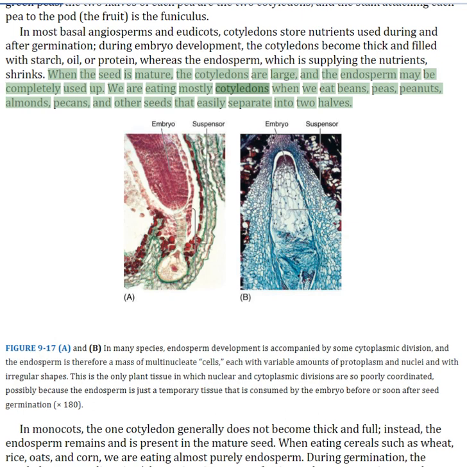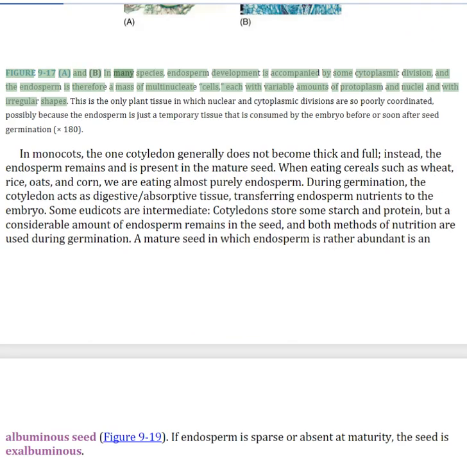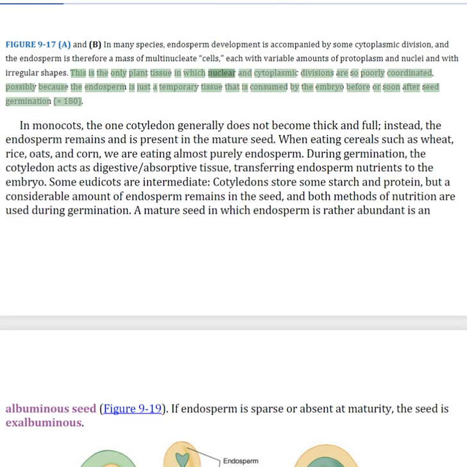We are eating mostly cotyledons when we eat beans, peas, peanuts, almonds, pecans, and other seeds that easily separate into two halves. Figure 9.17. And in many species, endosperm development is accompanied by some cytoplasmic division, and the endosperm is therefore a mass of multinucleate cells, each with variable amounts of protoplasm and nuclei and with irregular shapes. This is the only plant tissue in which nuclear and cytoplasmic divisions are so poorly coordinated, possibly because the endosperm is just a temporary tissue that is consumed by the embryo before or soon after seed germination.